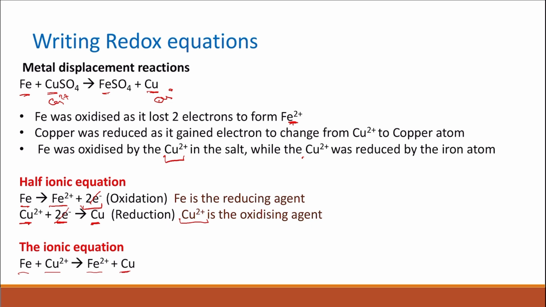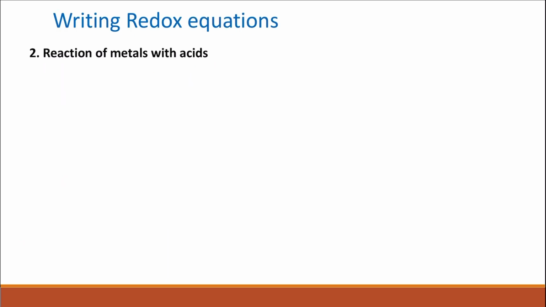It's different from the equation we wrote here. As you can see, the sulfate was not included in the ionic equation because the sulfate was not oxidized or reduced. So it doesn't need to be included in the ionic equation. Or simply, the sulfate did not take part in the reaction. We call the sulfate here the spectator ion, and we do not include it in the ionic equation.